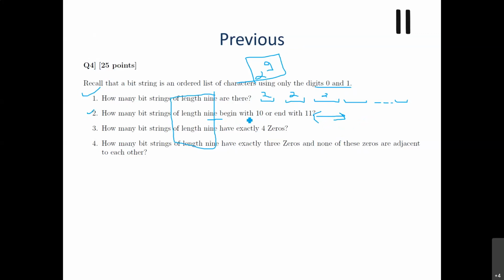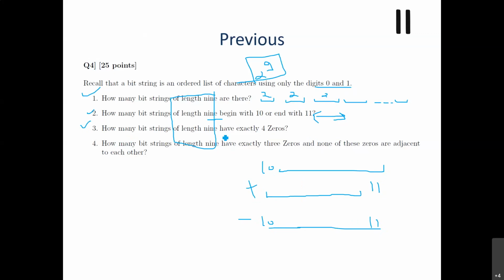But the difference here is it's a much bigger number, so you can try to think of maybe a smarter formula. It's the same idea. You want the bit strings that start with 1, 0, plus the ones that end with 1, 1. Calculate this, and then subtract the ones that start with 1, 0 and end with 1, 1 at the same time. So that's part 2.